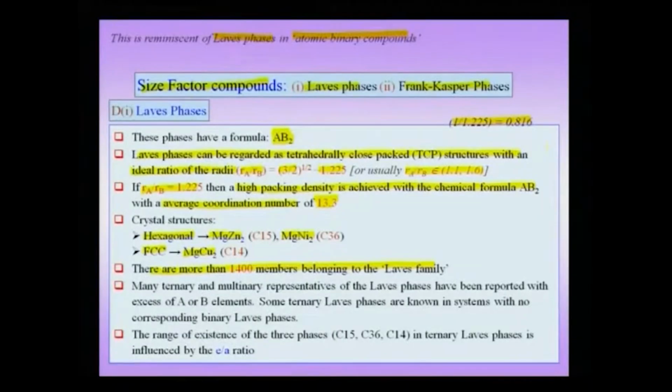So, this is the important difference, and many of the ternary and multinary representative Laves phases have also been reported with excess of A or B elements. Some ternary Laves phases are known in systems with no corresponding binary Laves phases. So, there are some important members in the ternary class as well when it comes to Laves phases.